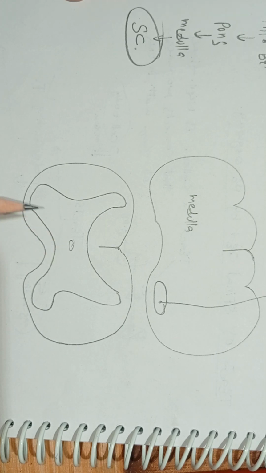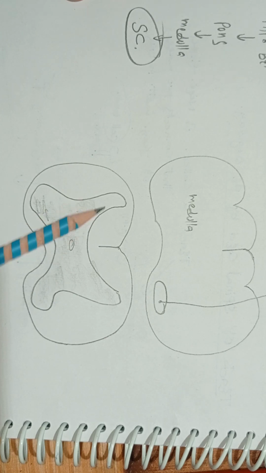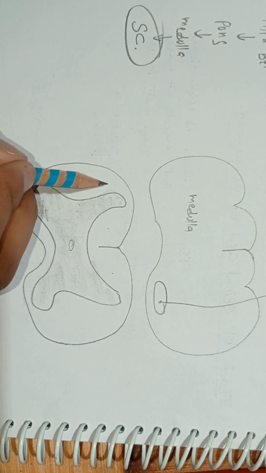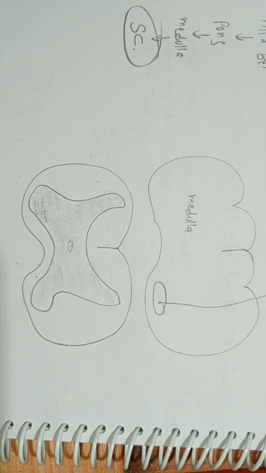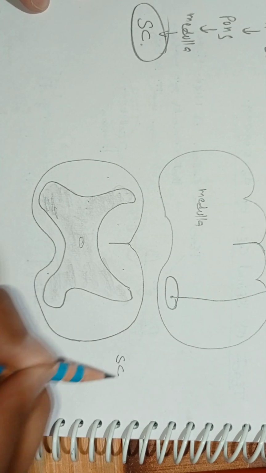So what is the shaded portion in the spinal cord? The shaded portion in the spinal cord is gray matter. So this is the gray matter, and this is the white matter. Clearly? So this is the spinal cord.